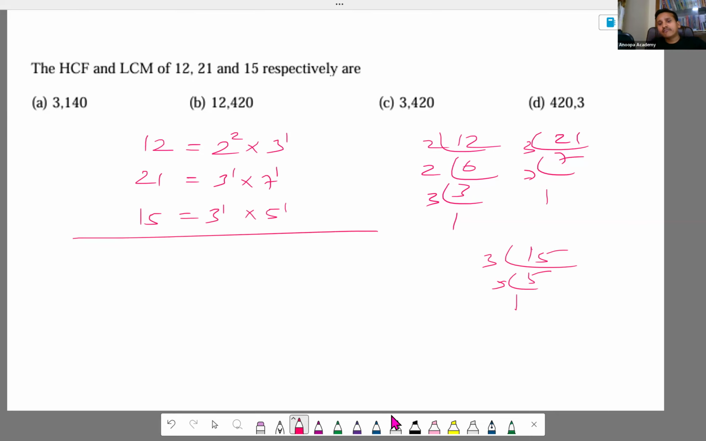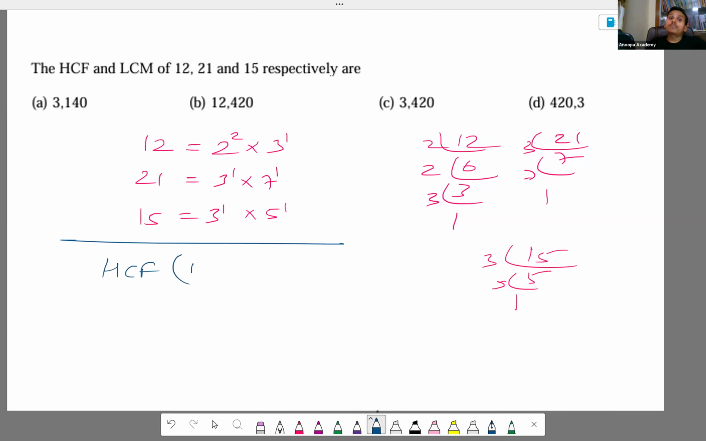What do we do in HCF? In HCF, we take first of all common. Is 2 common? No, 2 is here, but 2 is not here and here. So 2 is not common. 3 is here, 3 is here, 3 is here. So only 3 is common. Even 7 is not common. 7 is here, but not here and here. So only 3 is common. So to find HCF, using the prime factorization method, we first of all take common and put smallest power. So answer is 3. Okay.